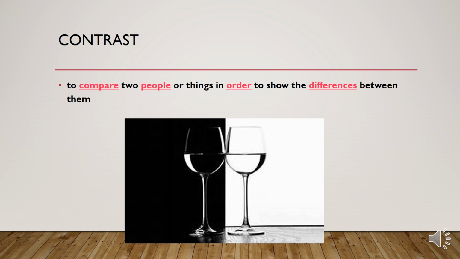Contrast now. To contrast is to compare two people or things in order to show the differences between them. Expressing contrast, you can use although, though, even though: it was raining. Remember that when we use these linking words, we have to add the comma. Although it was raining, although plus subject plus verb, I went out without an umbrella. Pay attention to the comma, don't forget it.